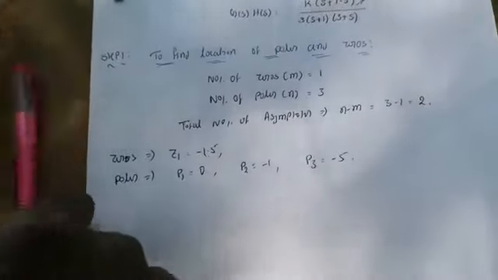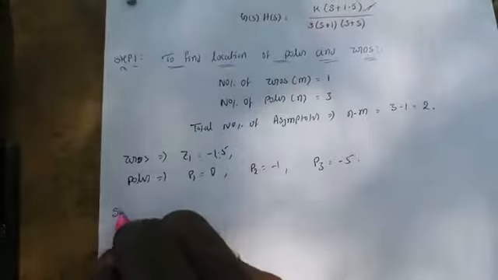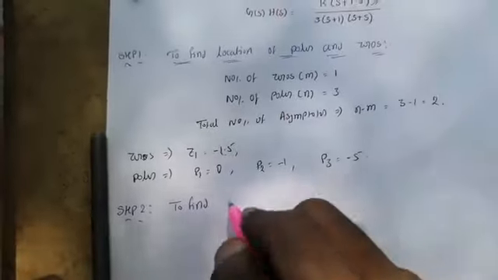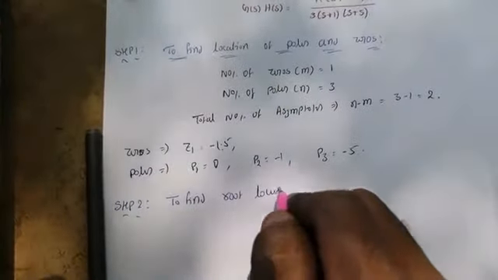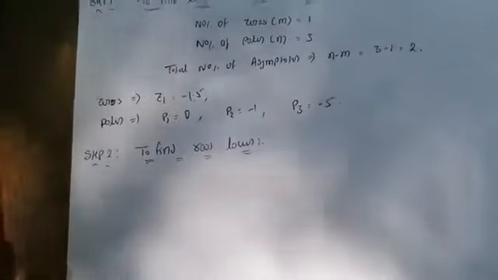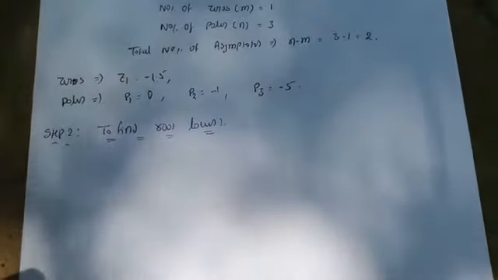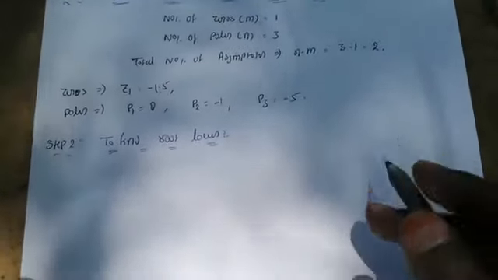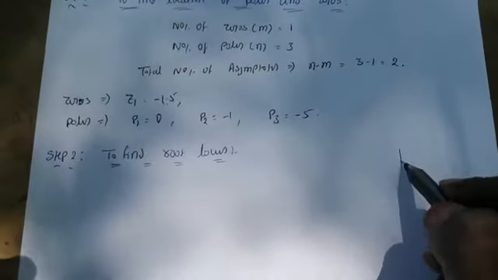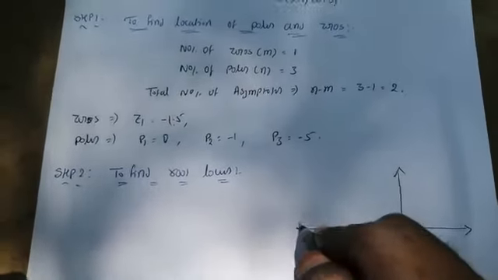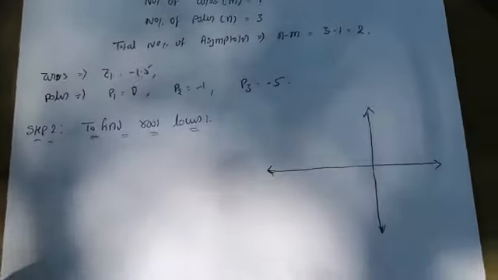Let's move on to step 2, that is to find the root locus. We can find the root locus based on the poles and zeros, the test point consideration, and how many poles or zeros lie towards the origin. So let me draw the graph here and represent the poles and zeros in the graph.